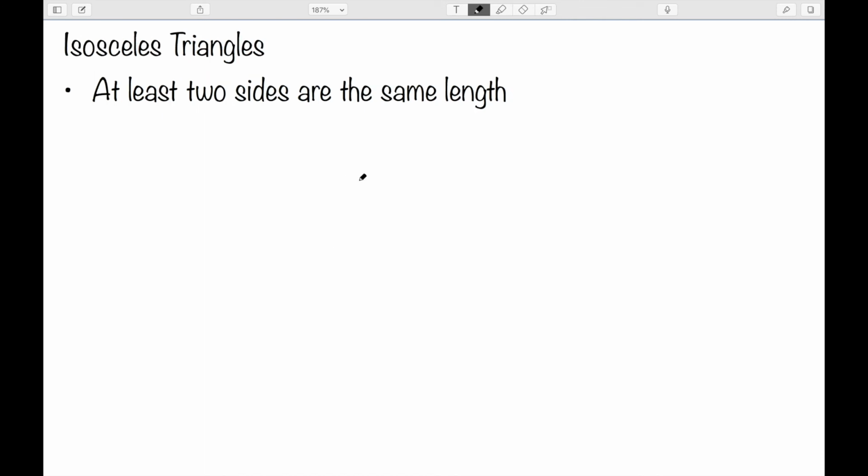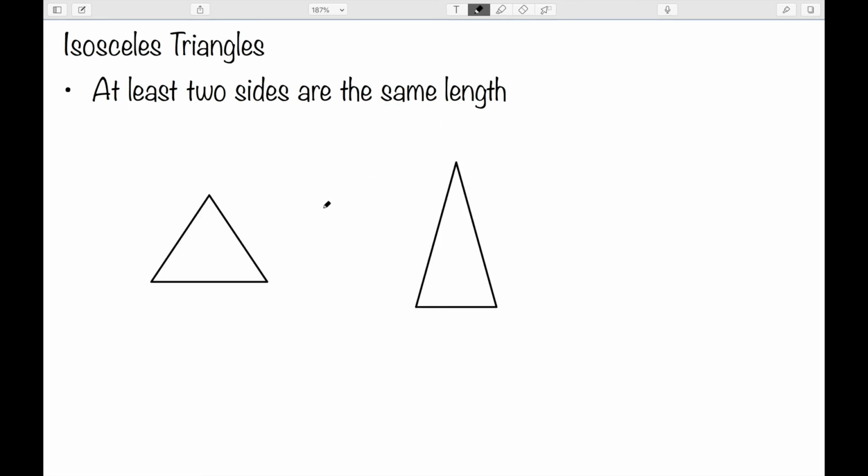An isosceles triangle is a triangle with at least 2 sides that are the same length. Here are 2 isosceles triangles. So this is an equilateral triangle. It actually has all 3 sides the same length, but it still satisfies the condition for an isosceles triangle since at minimum 2 sides are the same length. In addition, we have this one over here that has 2 sides the same length, but not the third.